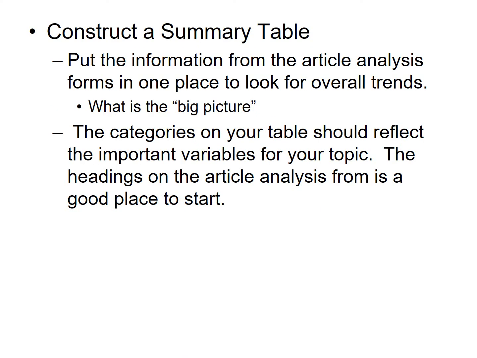And then the next part is take the information once you've done all of the article summary sheets. For part two of this assignment that's due a little later, you're going to do a summary table. Now, for a summary table, a starting place would be to use the categories that are on the article analysis form. I've given you a sample summary table on the assignment itself. You can look at those categories and you can certainly just use that. But you may find that you need some different categories for your particular topic. It depends on what you're interested in.